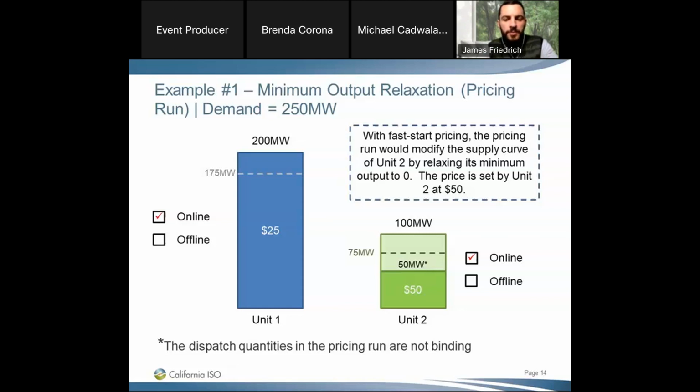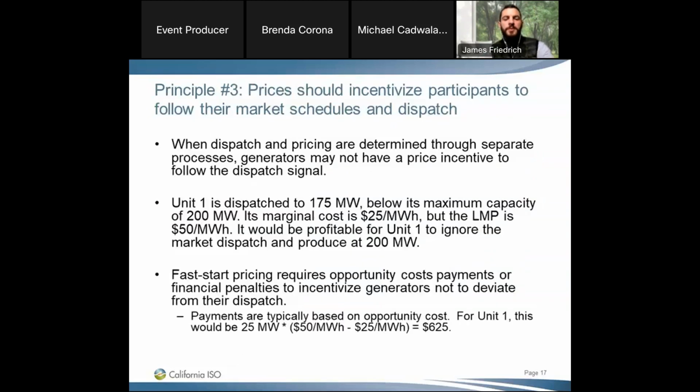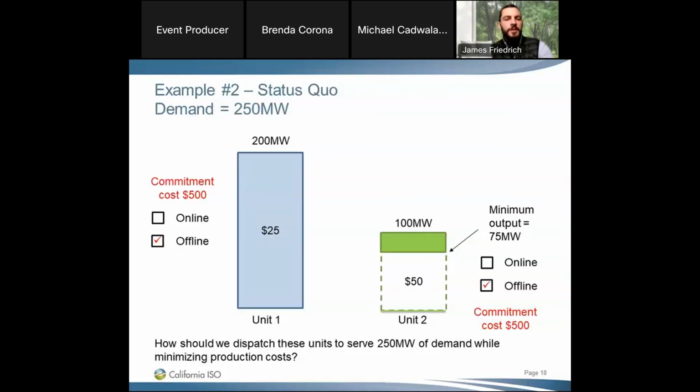Okay, let's move on in the examples. One more slide, I think. Okay, so this set of examples is going to build upon the previous one, only in the context now that we have commitment costs for both of these units. Really, the commitment cost of unit 1 is irrelevant in this example, but unit 2's commitment costs are going to be incorporated into the price through the fast start pricing method.